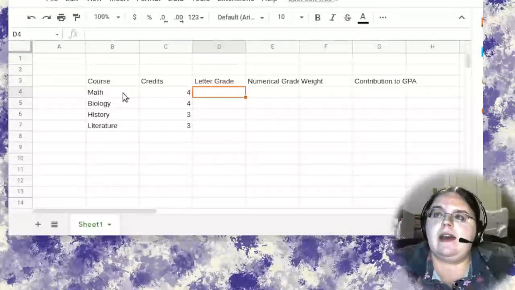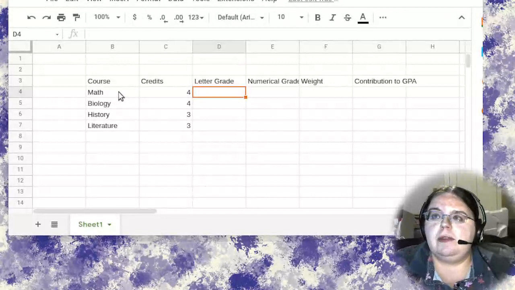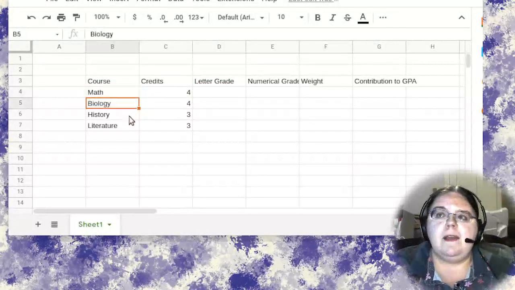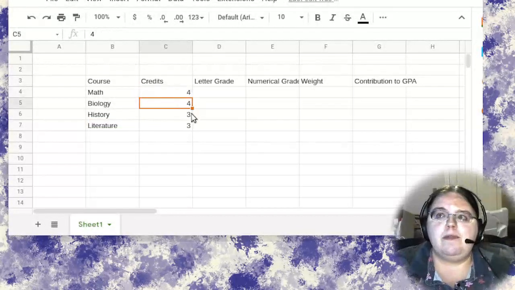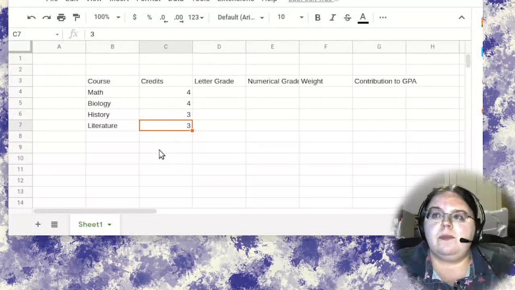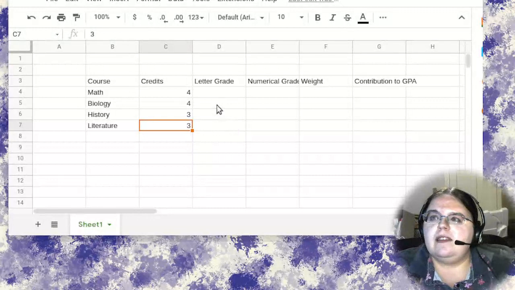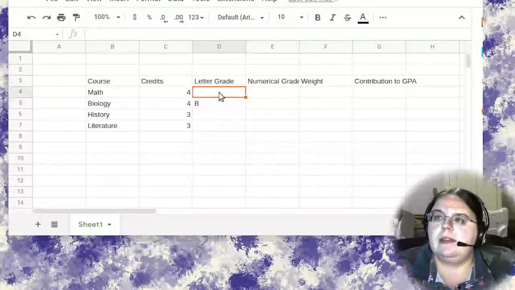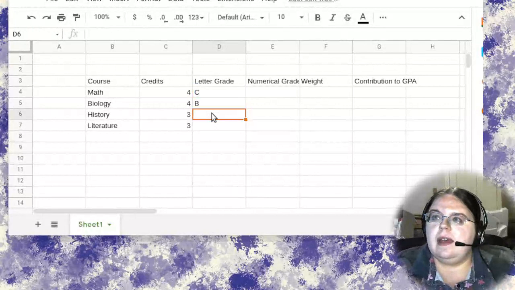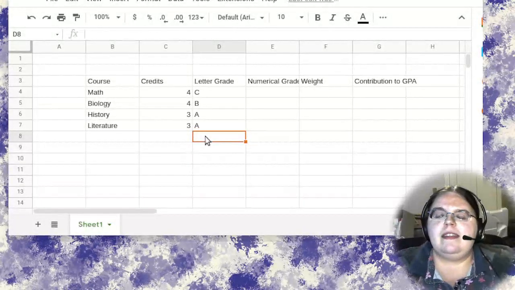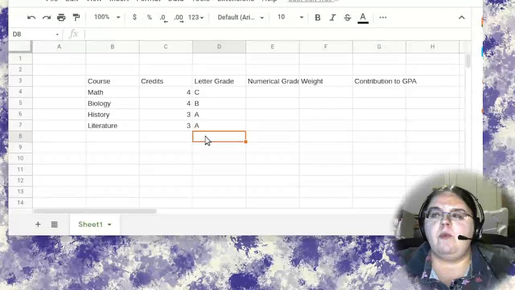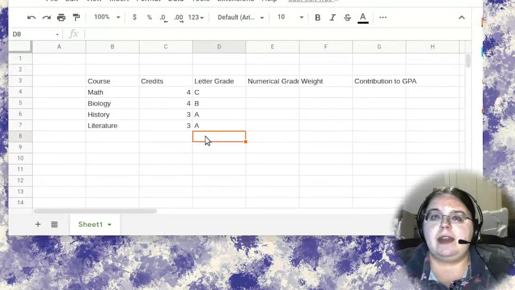So here I have a hypothetical student who in a particular semester is taking a math class, biology, history, and literature. Their math and biology classes are both 4 credits, and their history and literature classes are both 3 credits. What grades do they get in these classes? Well, let's suppose they get a B in biology and a C in their math class, but they get A's in both history and literature. Maybe they're more of a humanities-oriented kind of person as far as what they have an aptitude for and where they prefer to spend their time.